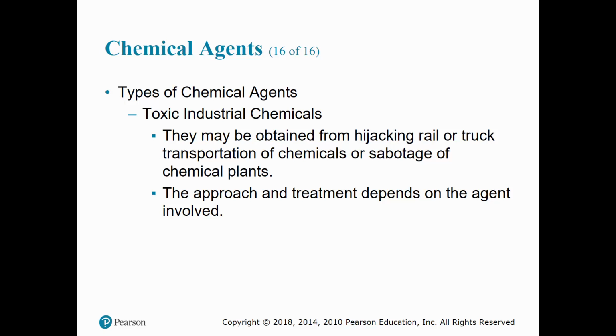Toxic industrial chemicals could be obtained from hijacking rail or truck transportation of chemicals or sabotage of chemical plants. Treatment depends on the agent involved. The effects and emergency care for industrial chemicals are as diverse as the chemicals. Many of the more potent chemicals behave like pulmonary agents. That is, they primarily attack the respiratory tract. Examples include phosgene and methyl isocyanate. These chemicals actually killed thousands of people in India.